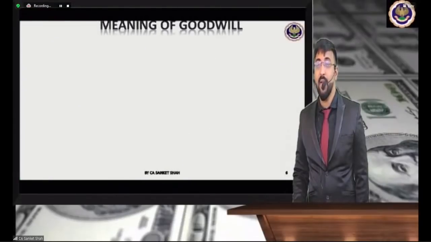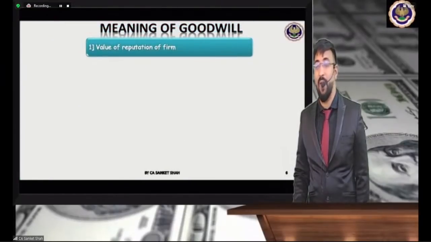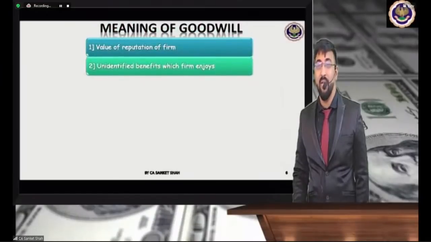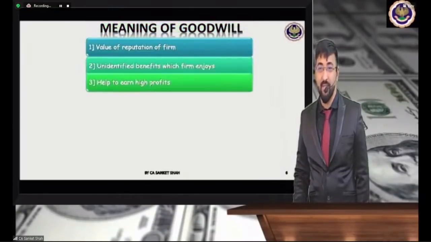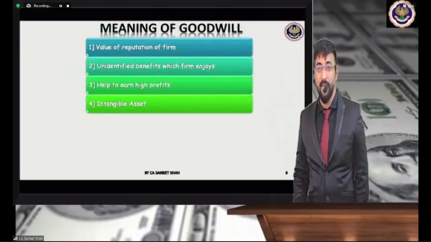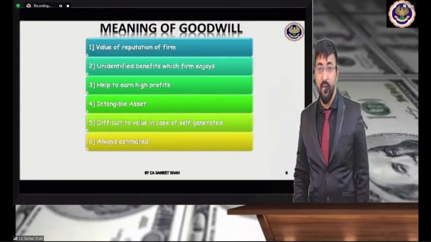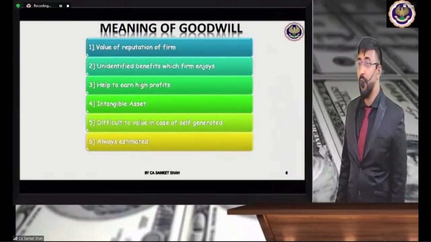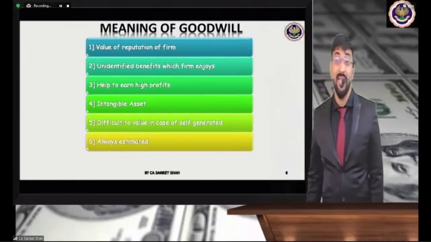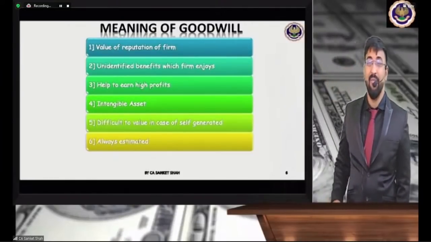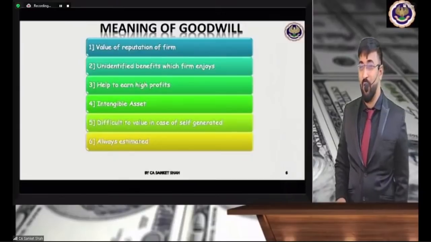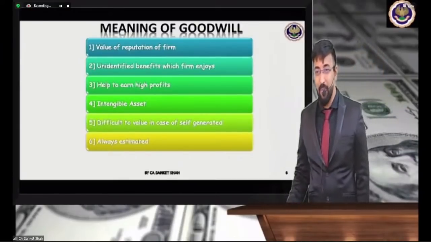So meaning is reputation of the business, value of reputation of the firm, unidentified benefits which the firm enjoys, which help to earn higher profits. Now it is an intangible asset, difficult to value in case of self-generated, and always estimated. So goodwill is never perfect, it is always estimated. This is a very technical definition: reputation of the firm, and again this is very simple.